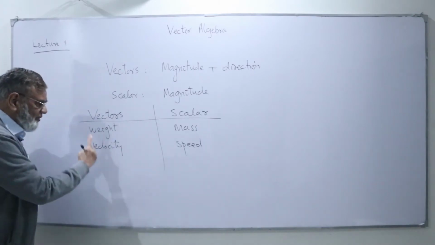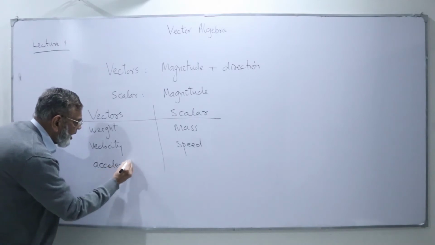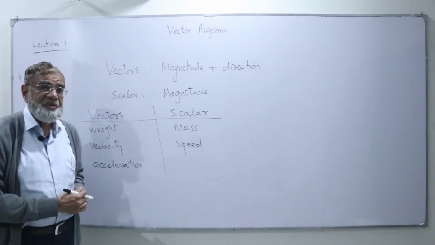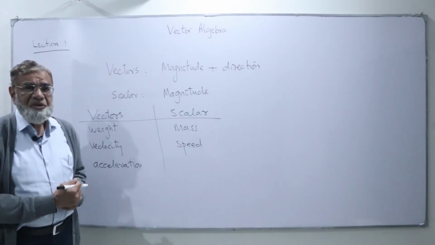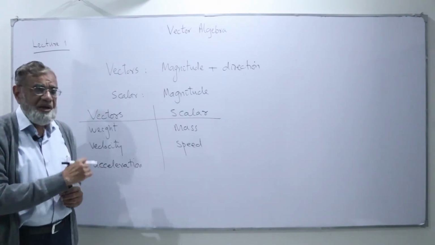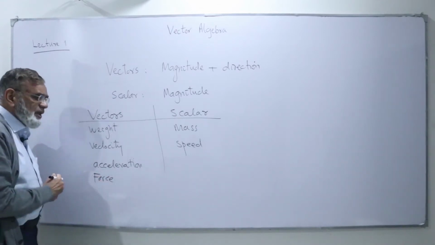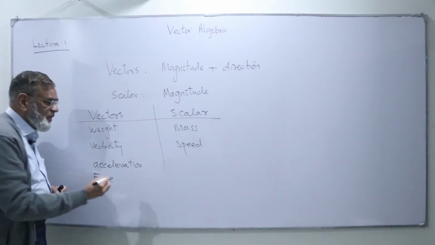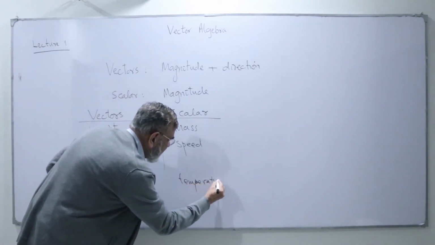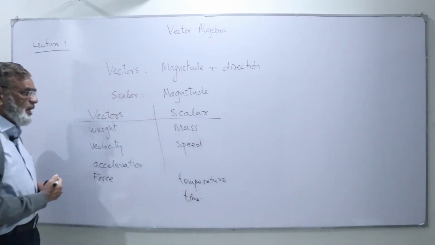And similar to this, after velocity, the rate of change of velocity, we say acceleration. Also, this has the direction, being the rate of change of velocity. Then we go further, when we define force, force is equal to mass times acceleration. So all types of forces will come in the vectors. So we say all the forces are vector quantities. Temperature is a scalar quantity. Similarly, we can have time. Time is also a scalar quantity.